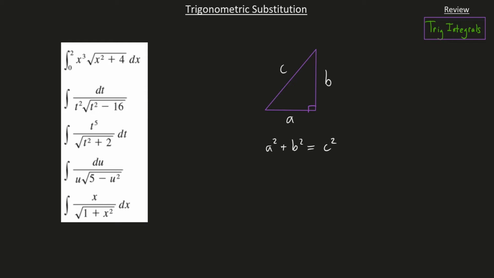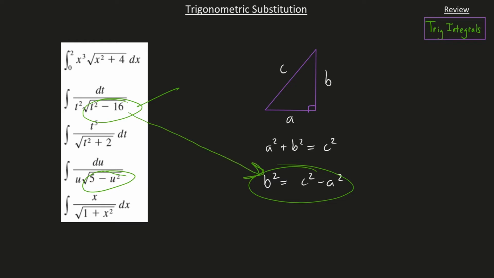What if I wanted to solve for b? Right, b squared is equal to c squared minus a squared. Well, we're seeing this sort of thing over here. Like here's a t squared minus 16. So in a sense, if you looked at this one, my c would be t, and my a would equal 4. I'm trying to map what I see to one of the Pythagorean theorem forms.